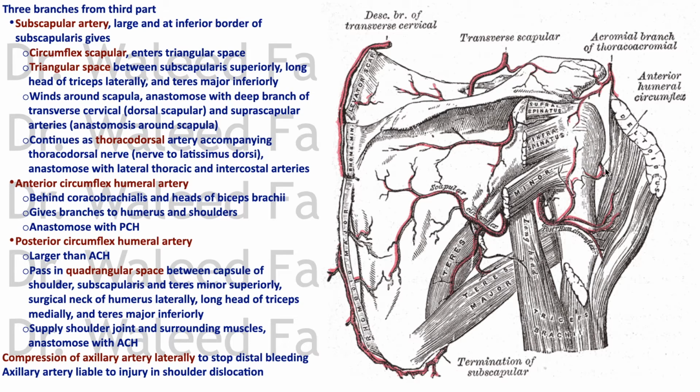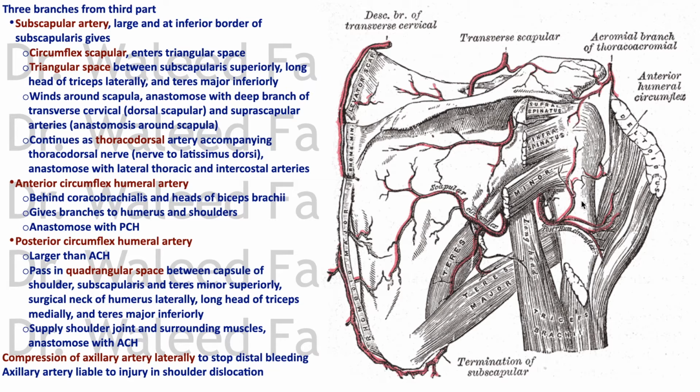This is the anterior circumflex humeral artery. It passes behind the coracobrachialis and the heads of biceps brachii, gives, of course, branches to the humerus and shoulder, and anastomoses with the posterior circumflex humeral artery. Now, the posterior circumflex humeral artery is bigger and lower down. So you differentiate this in X-rays, because X-rays are two-dimensional, not three-dimensional, by identifying that the bigger artery is the posterior circumflex humeral artery.